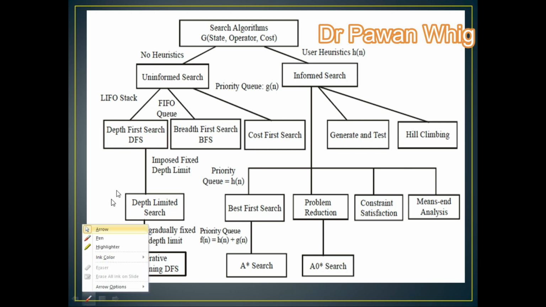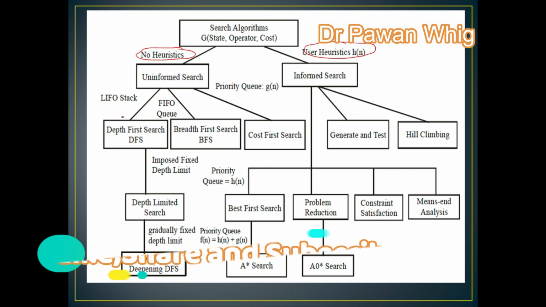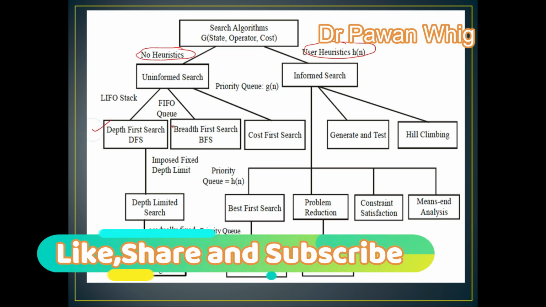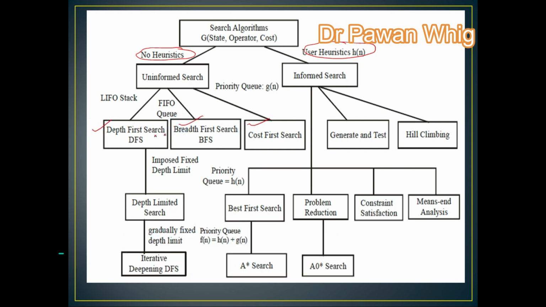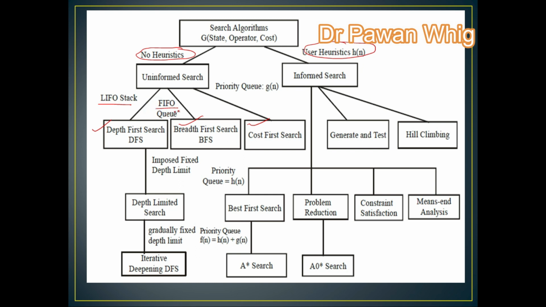In uninformed search there is no heuristic. Mind it, there is a heuristic in informed search, we already covered this. And in uninformed search there are mainly three algorithms available: DFS, BFS and CFS. DFS is based on LIFO, and BFS is based on FIFO, like a queue. And CFS is cost first search, in which we search cost wise, like in Dijkstra's algorithm, wheresoever the least cost is available, we move on that track.